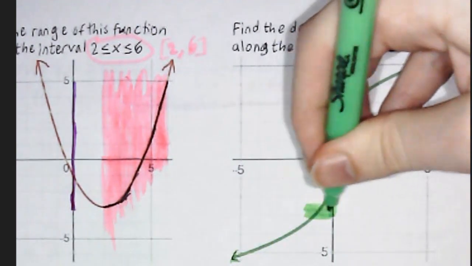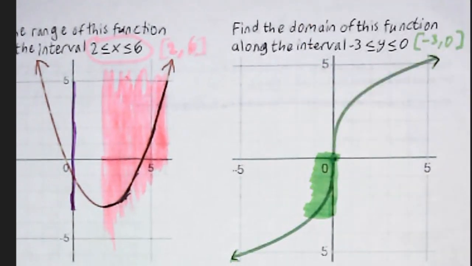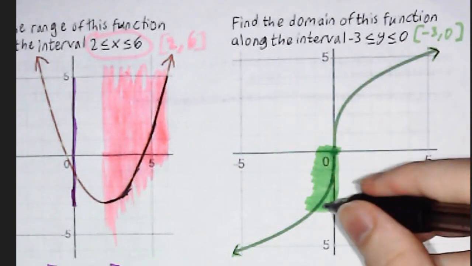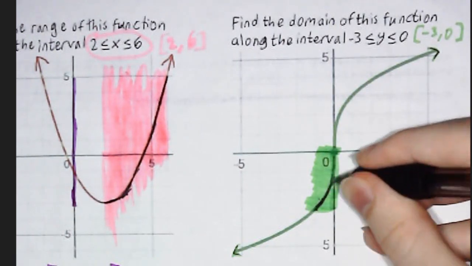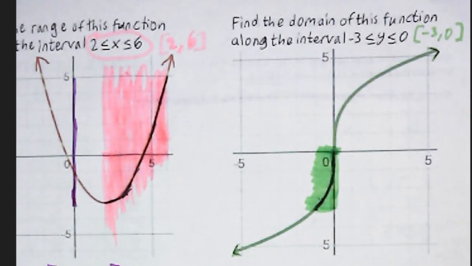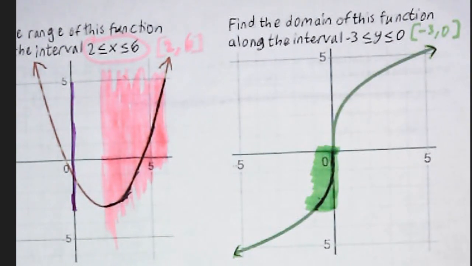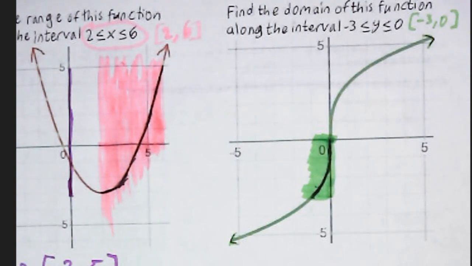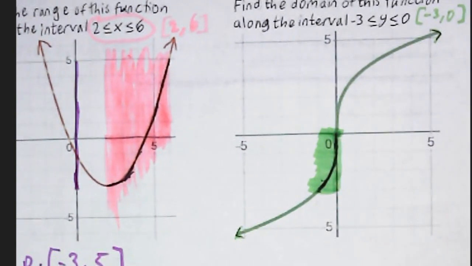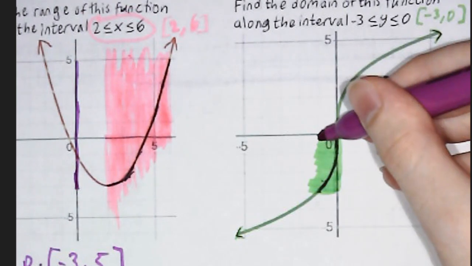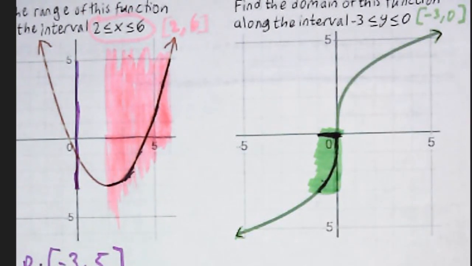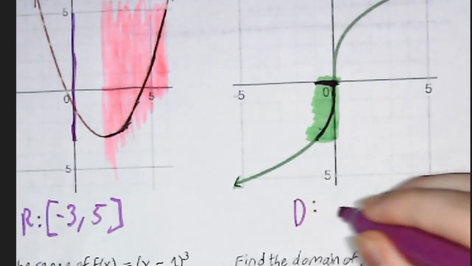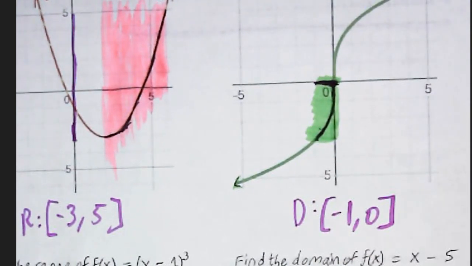So we're only looking at the graph in this part. We're only looking at this part of the graph right here, because everything else we can disregard. It's outside of this interval. So now we're going to find the domain within this part of the graph. And it starts at, what is that, -1, and goes to 0. So my domain is going to go from -1 to 0.